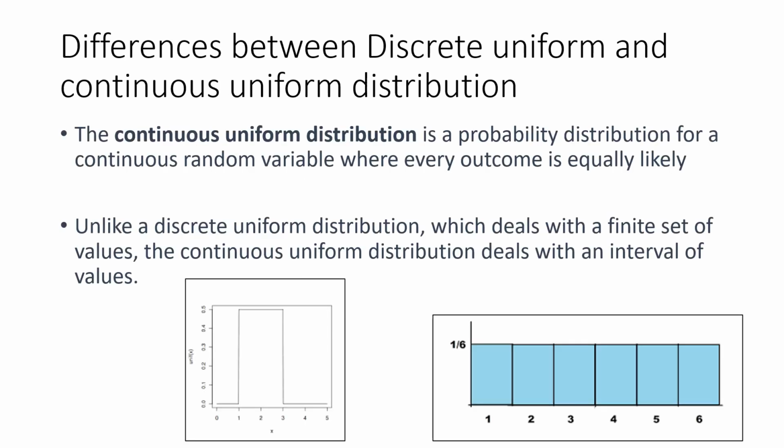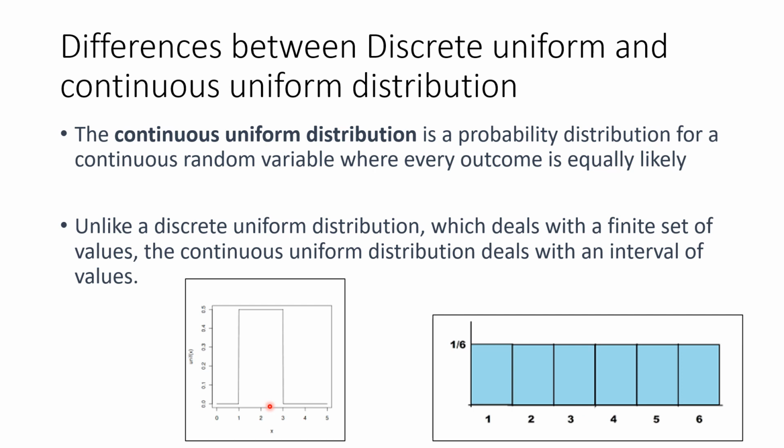So what are the differences between these two uniform distributions? The continuous uniform distribution deals with a continuous random variable and deals with intervals. But a discrete uniform distribution deals with a finite set of values and a discrete random variable. An example of a discrete uniform distribution would be a dice roll. Because you have a finite set of outcomes, the roll can either be 1, 2, 3, 4, 5, 6. It can't be 5.5, it can't be 4.2, it can't be 2.1.